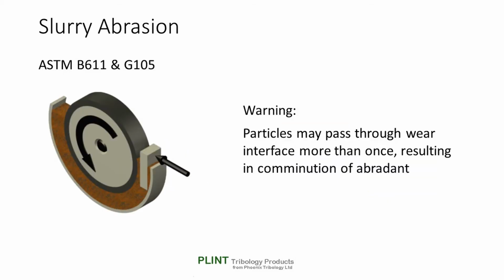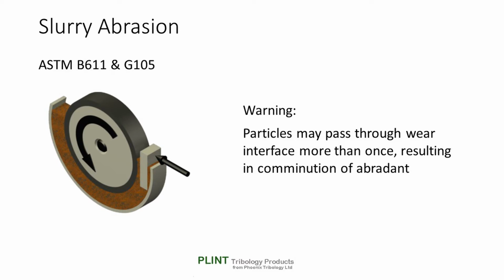ASTM B611 is frequently used to test hard metals used in mining applications. A sample is pressed against a rotating steel wheel, partially immersed in a tank of slurry. The abrasive specified in the test standard is alumina, which is far harder than the abrasive particles likely to be encountered in the real-life application.